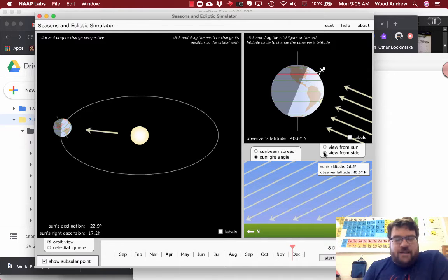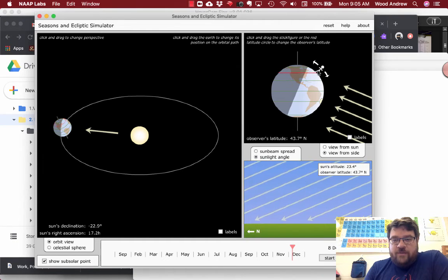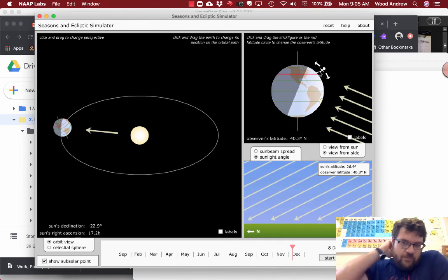So this should make sense, right? During our winter time, when it's December, you can see that the sun is furthest south. We're not getting much direct light. In fact, if you go up to the North Pole, you're getting no light at all. Go back to about 40. So you can see that this amount of sunlight and this directness of sunlight is what really makes the difference for seasons.